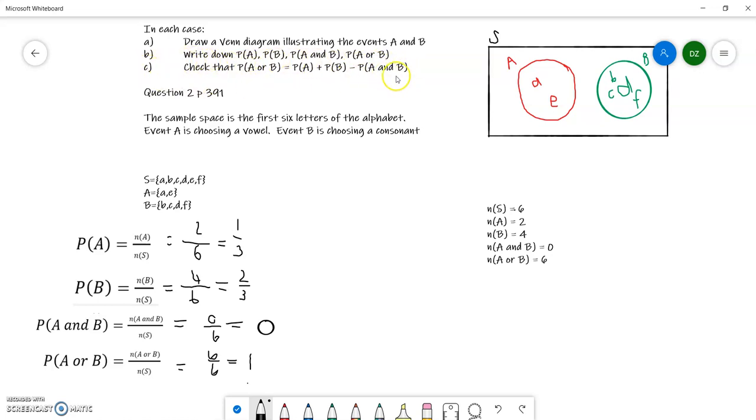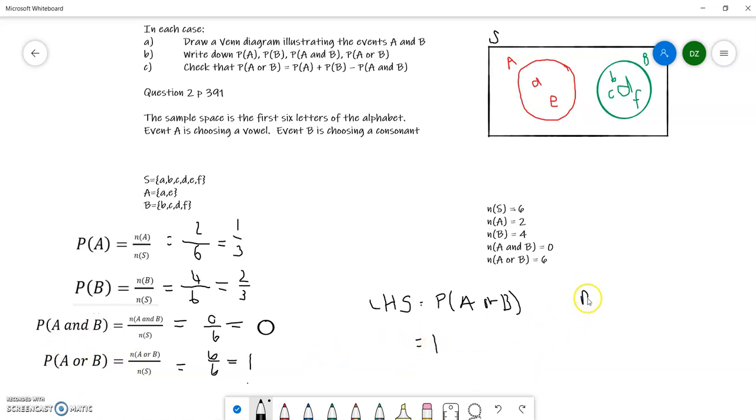What I want you to notice with this kind of question is when we have to check if left-hand side is equal to right-hand side, we do exactly that. We find what the left-hand side would be equal to. Left-hand side. And my left-hand side is the probability of A or B. Now, from our calculations, A or B should be 1.